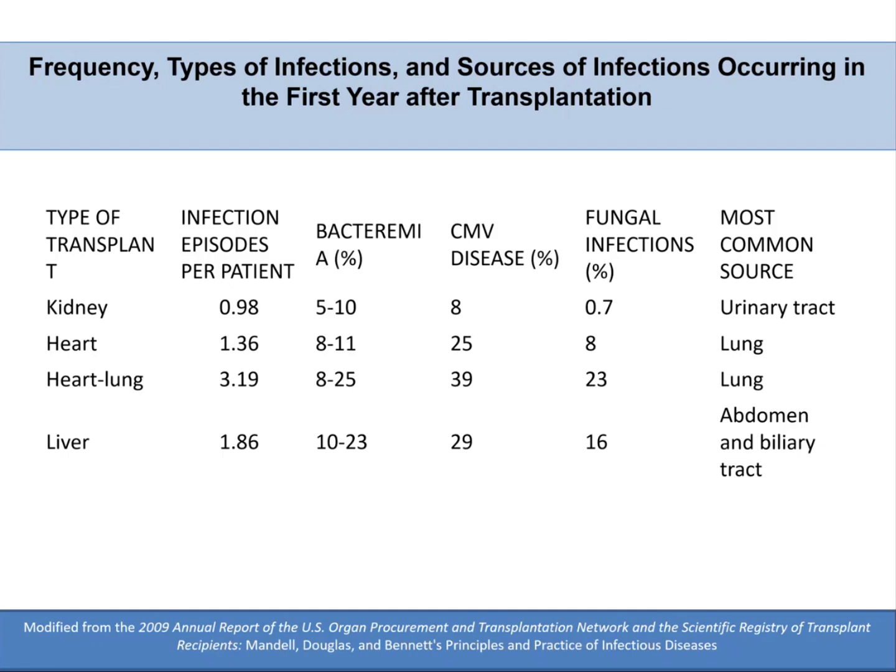And then the most common source of infection, I found this very helpful. That's where I usually start. For kidney, if they come in with an infection, look at the urinary tract. For heart, look at the lung. For heart-lung or lung transplant, look at the lung. And liver, look in the belly. Just start there and then go, because the area where the transplant happened may be the source. Start there, but you will have to look very well, of course.